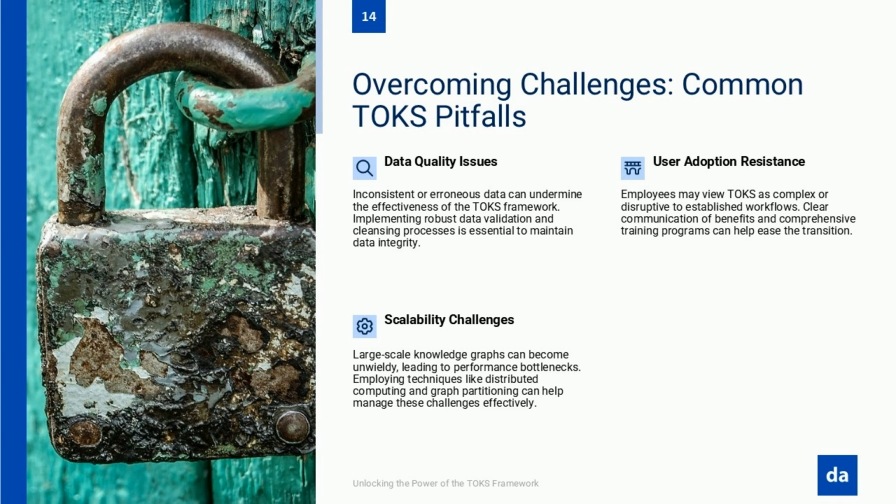Addressing ambiguity in semantic interpretation often requires a combination of advanced natural language processing techniques and domain-specific knowledge bases. Some organizations are developing hybrid systems that combine rule-based approaches with machine learning models to improve disambiguation accuracy. Continuous feedback loops that incorporate human expertise to refine these systems over time have shown promising results.